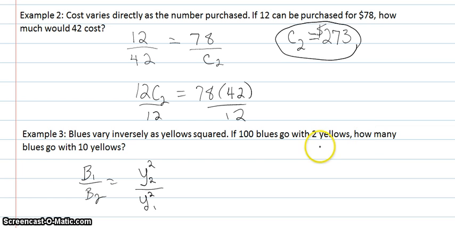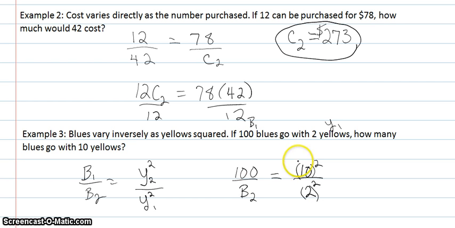Then we would simply substitute in the information they give us. So 100 blues go with 2 yellows. Now, these are both sub 1, so this would be B sub 1, and that would be Y sub 1. So that 2 yellows goes on the bottom, and it's going to be squared. How many blues go with 10 yellows? That's going to be on top and squared, and then we're seeing how many blues would go with that.